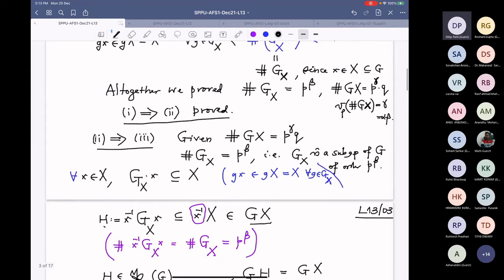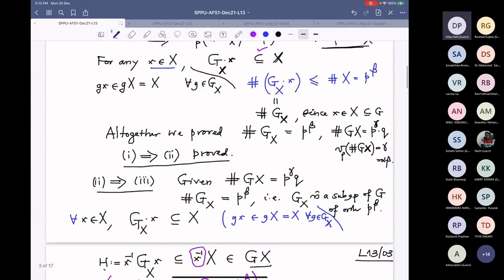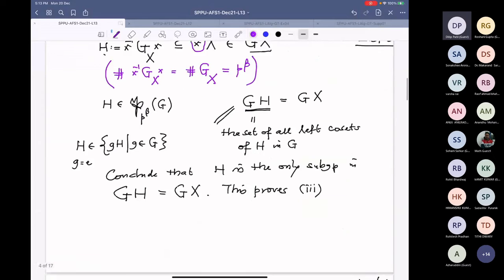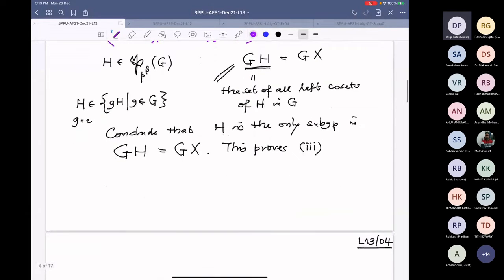So therefore we have proved 2 implies 3. Again, if you have any difficulty, please raise your concern now only. So can you please repeat your argument here?